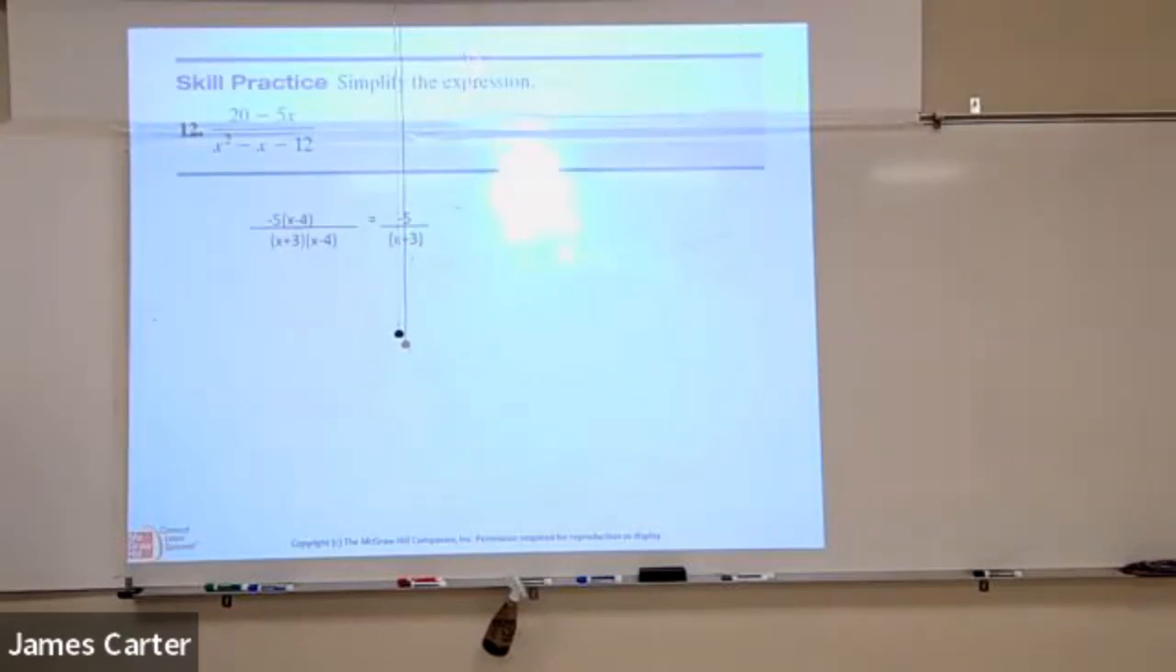Okay, what about this one? I factored a negative 5 out of this, so it left me negative 5 times x minus 4. I factored that into x plus 3, x minus 4. The x minus 4s will cancel. So I've got negative 5 over x plus 3.